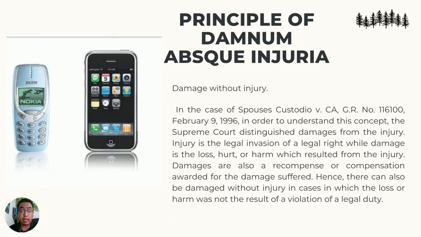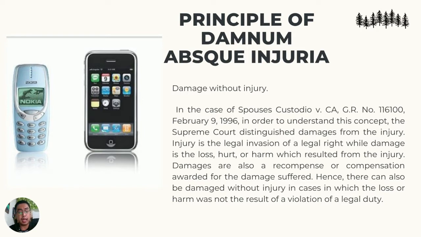Hence, there can also be damage without injury in cases in which the loss or harm was not the result of a violation of a legal duty. An example of this is what happened to Nokia after iPhone introduced smartphones. Though the Nokia company suffered damage from the competition, there is no injury, as the loss suffered by Nokia is not a result of a violation of a legal duty.